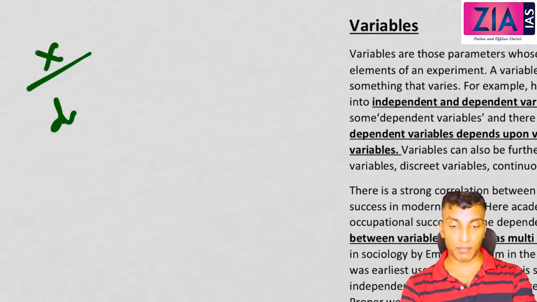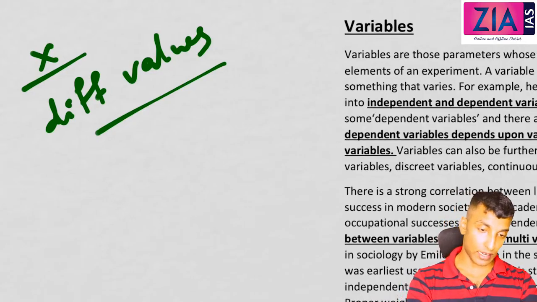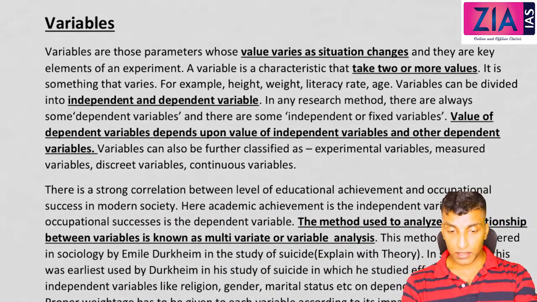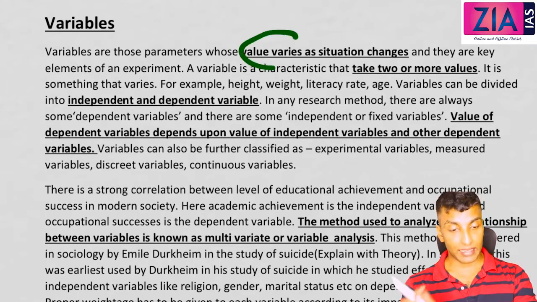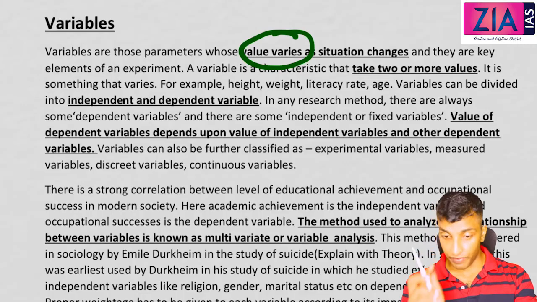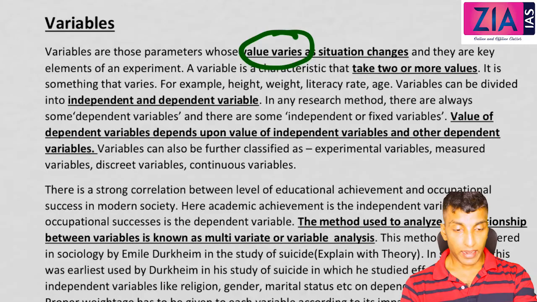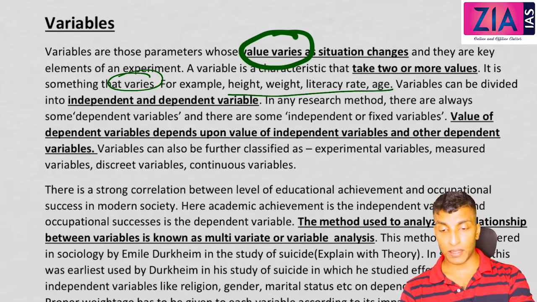A variable means any entity which can take different values based on different conditions, based on different situations, and that is what you will see here. Variables are those parameters whose value varies as the situation changes, and they are key elements of an experiment. A variable is a characteristic that takes two or more values. It is something that varies. Height, weight, literacy rate, age, all these are variables.